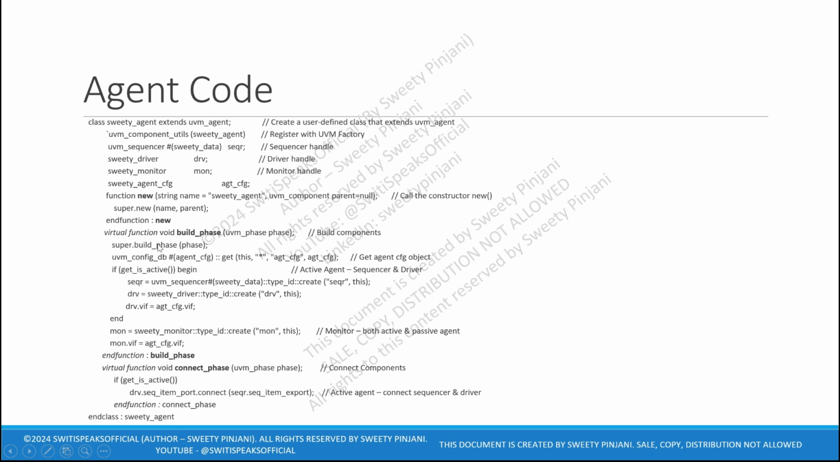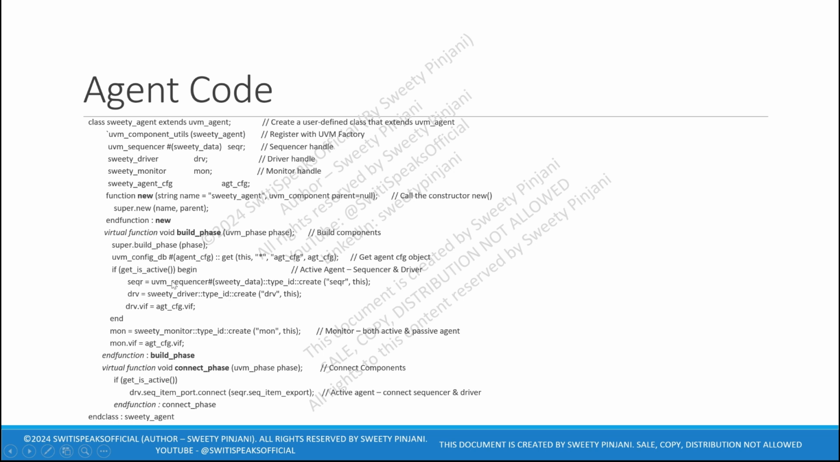Again, you will call super.build phase. And here you will try to get the configuration object. In case I want to do certain configuration for my agent, I need to get the configuration object. This you will get from the UVM config DB. The type of object you are getting is agent config, and here you are specifying the name of the configuration object which you want to get and to which you want to assign value. This agent config, I want to assign the value to this.